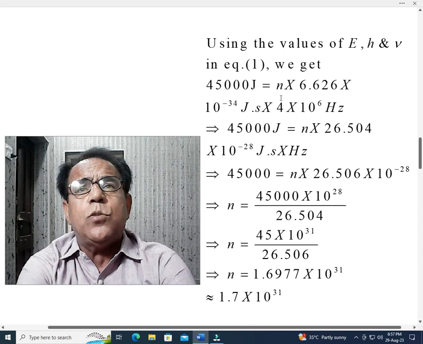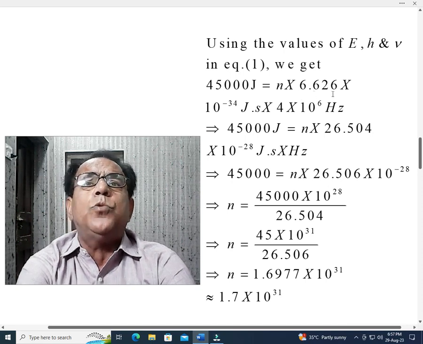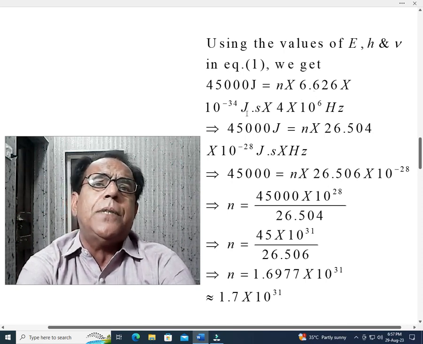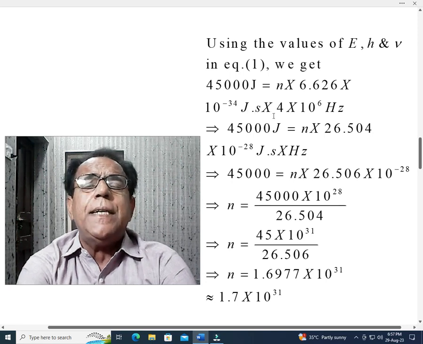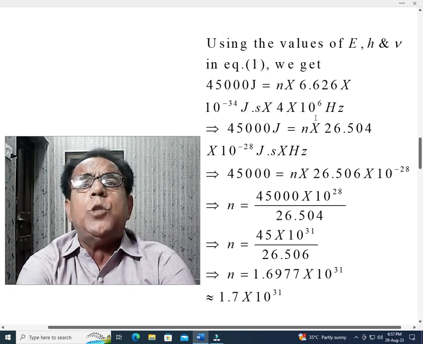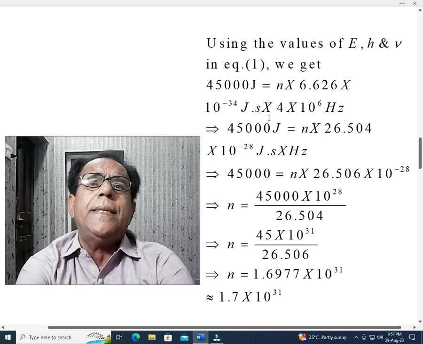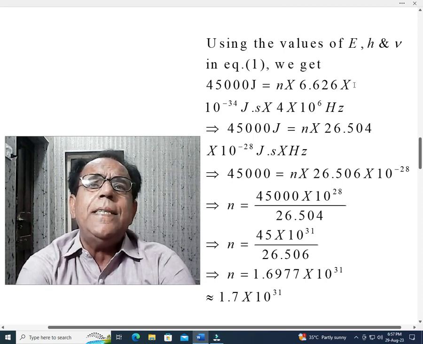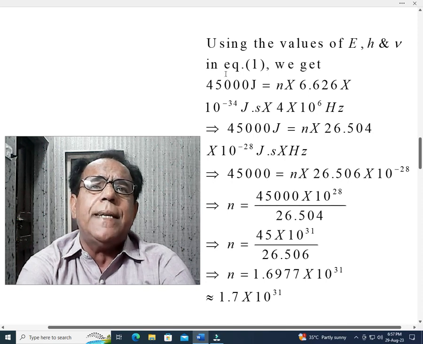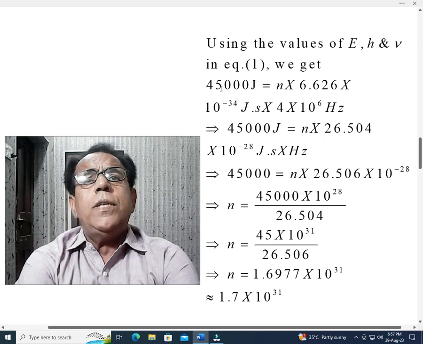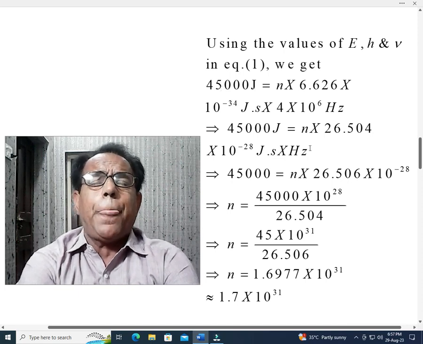45,000 joule is equal to n into 6.626 into 10 raised to the power minus 34 joule second into 4 into 10 raised to the power 6 hertz. This is the value of nu, 4 megahertz. This is the value of Planck's constant h, and this is the value of E. Next only simplification, nothing else.